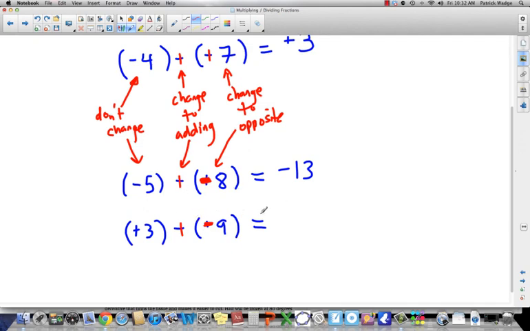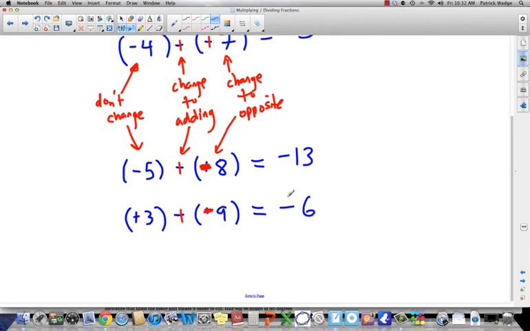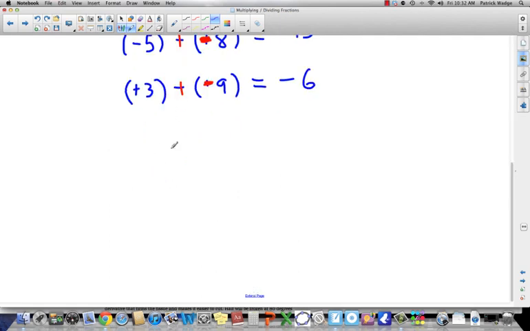Good, we can ask ourselves the two questions. What do you have more of, positives or negatives? Well, I have more negatives. How many more do you have? How many more is 9 than 3? 6. Finished. So the answer is negative 6.